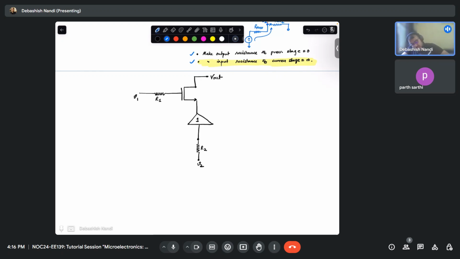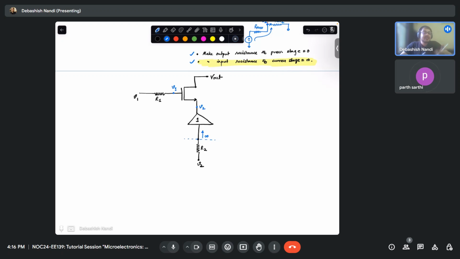So now if I look at this terminal, what is the input resistance? Infinite, because my buffer, ultimately the input will be at some gate terminal. Again, I am getting a V2 here and V1 here. Have you understood the issue? So input resistance is finite.